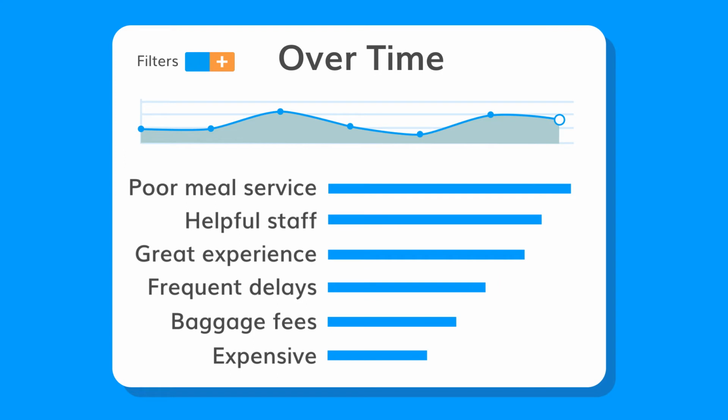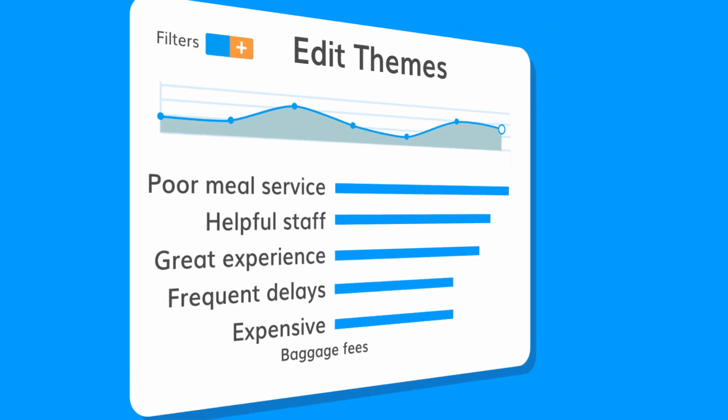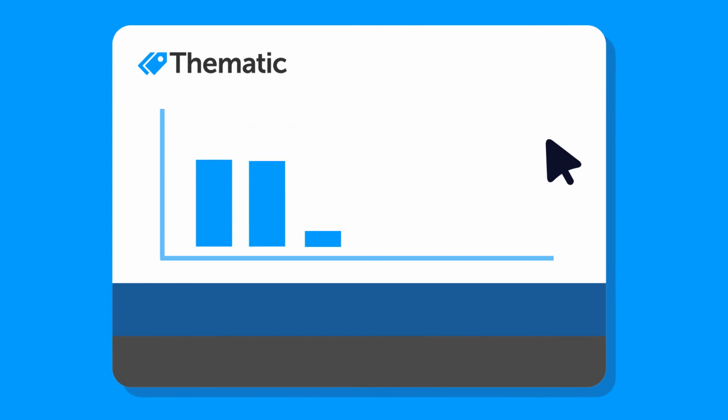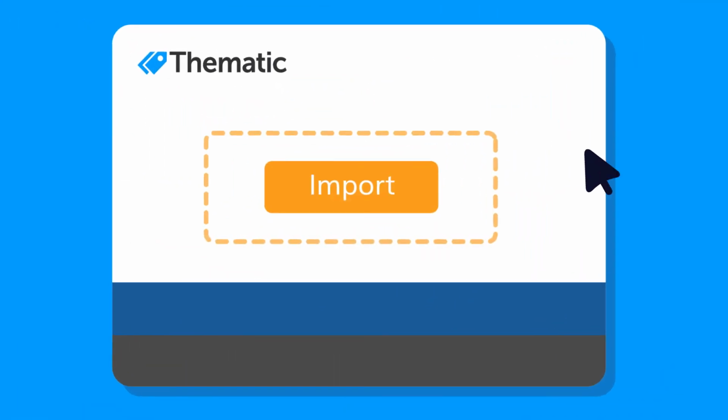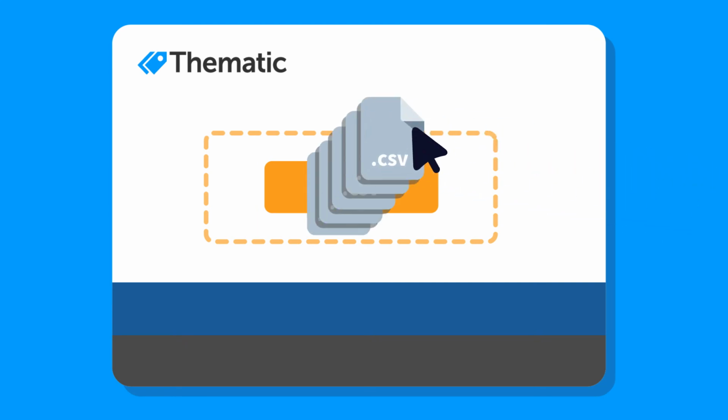Interactive visuals where you can see the impact over time. It's easy to edit and reapply themes. It's quick to set up and upload your data and easily auto-connect with our integrations. Scalable to your business needs, Thematic works equally well on hundreds or hundreds of thousands of comments.